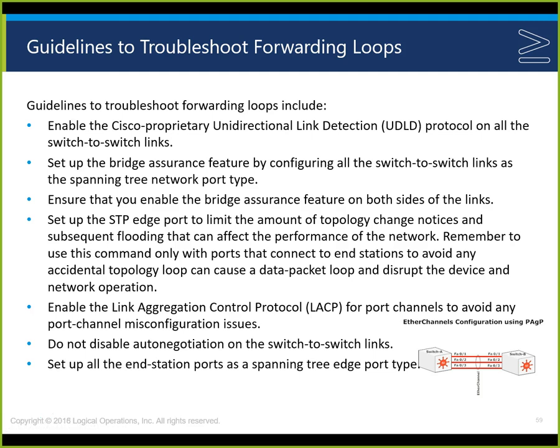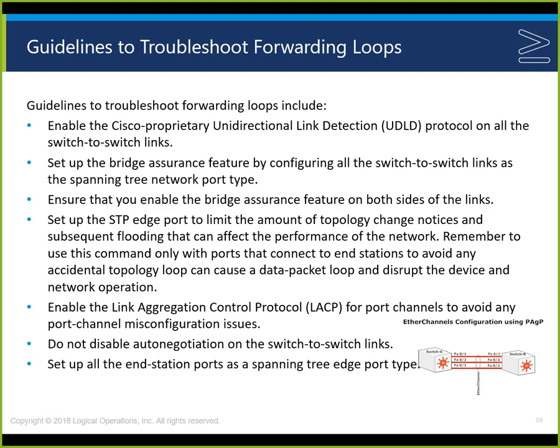Forwarding loops, and I put the image down here, what is an EtherChannel, because it talks about LACP, Link Aggregation Control Protocol. The guidelines for troubleshooting forwarding loops, and this is the UDLD, the Unidirectional Link Detection on all of the switch-to-switch links. This is something that is much more likely to happen on fiber than anything else because of the two fibers, one transmit and one receive. If you lost the receive and the transmit is still working, you're transmitting but you're not receiving.